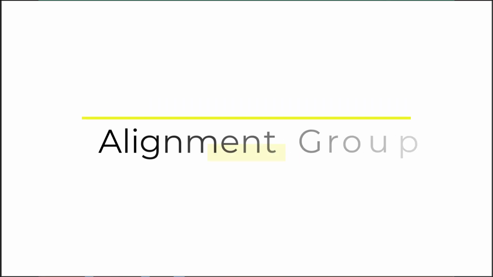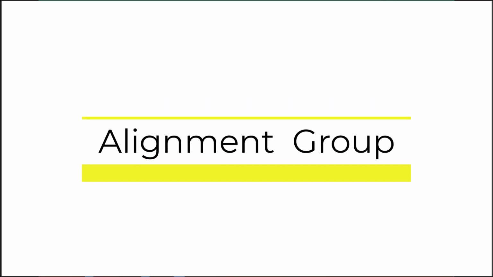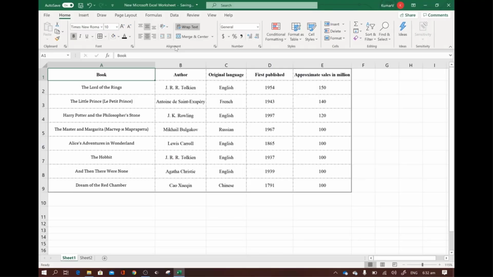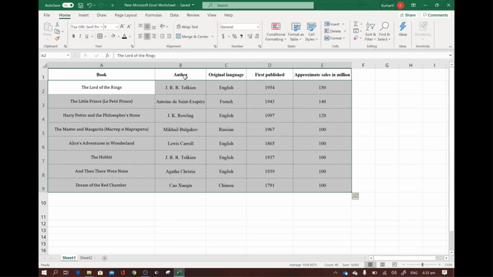Now let's look at the alignment option. In the alignment option, it's all about aligning the content in the cell. So this is the top alignment, middle alignment, and the bottom alignment. So let's look at what it does. If we select it, you see there is a selection of middle alignment.